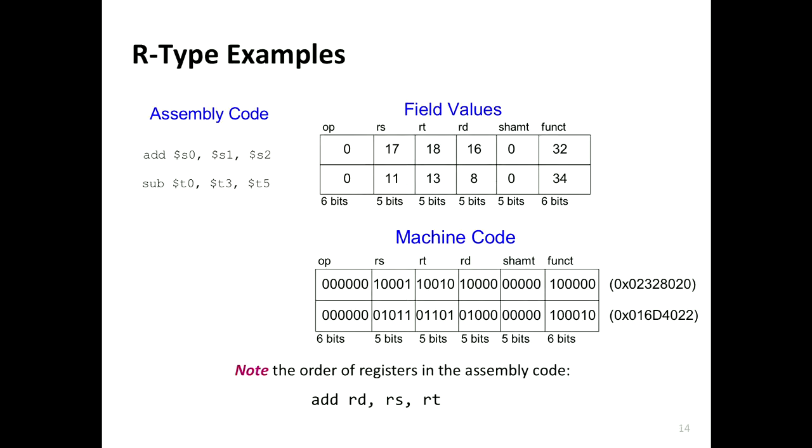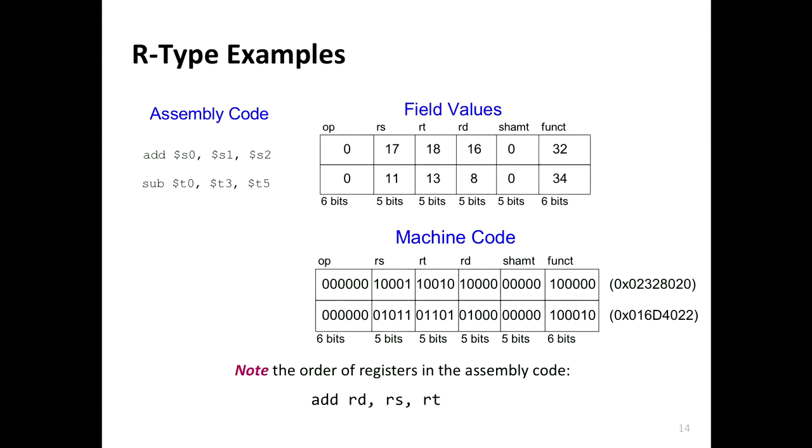Is one address enough? You need three? Great. So you need address of RD, address of RS, and you need address of RT. Are we done?